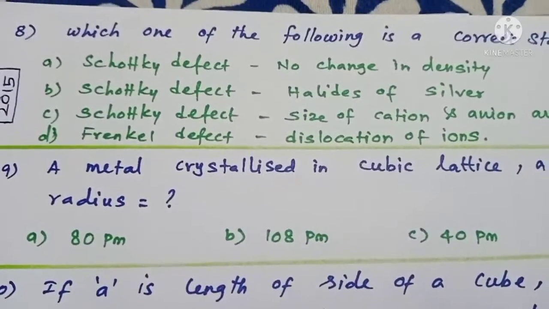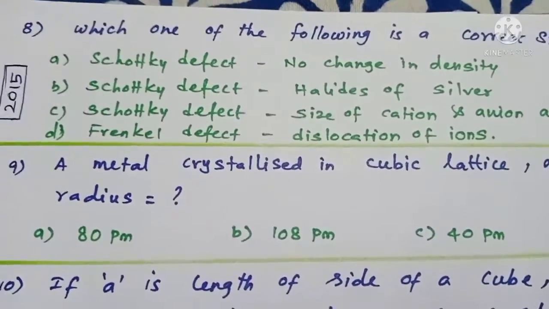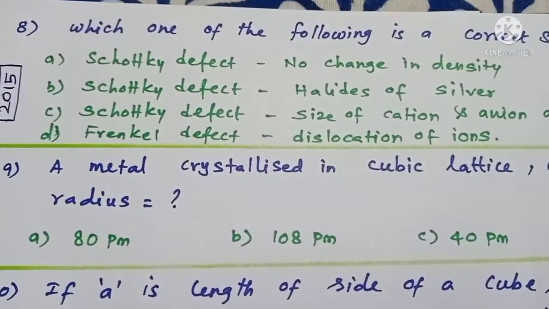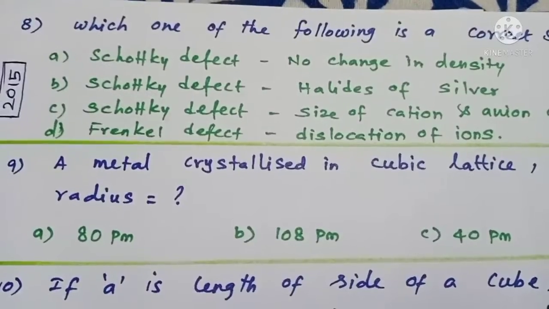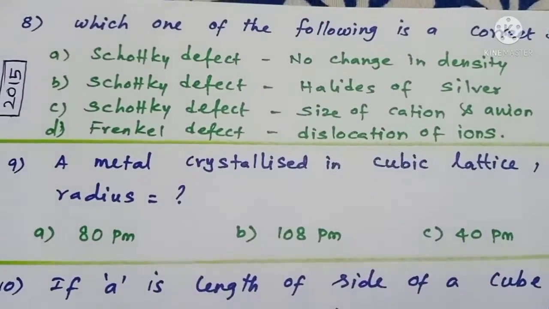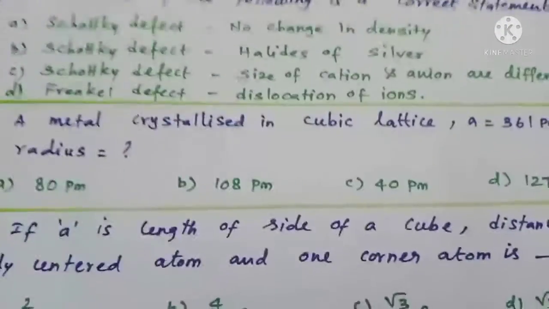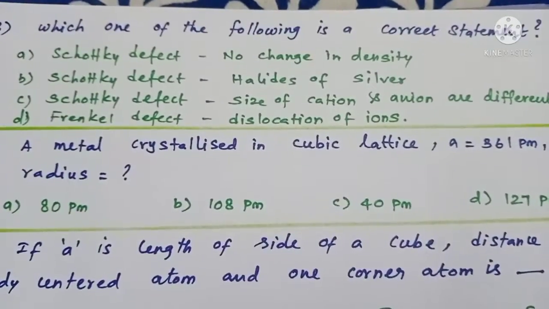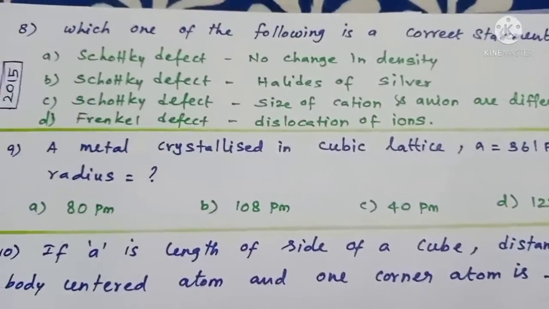Option B, Schottky defect, example, halides of silver. Silver halides are an example for Schottky defect. That is also a wrong one, because alkali metal halides are examples for Schottky defects, isn't it? Right. So look at option C. In Schottky defect, the size of cation and anion are different. But in Schottky defect, the size of cation and anion are almost similar. So option C is also a wrong one, isn't it?